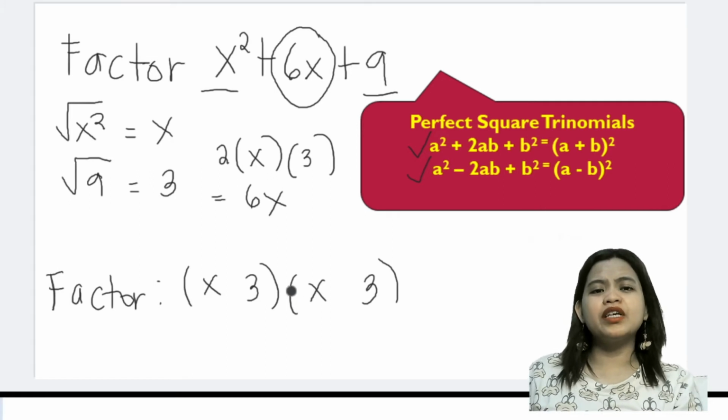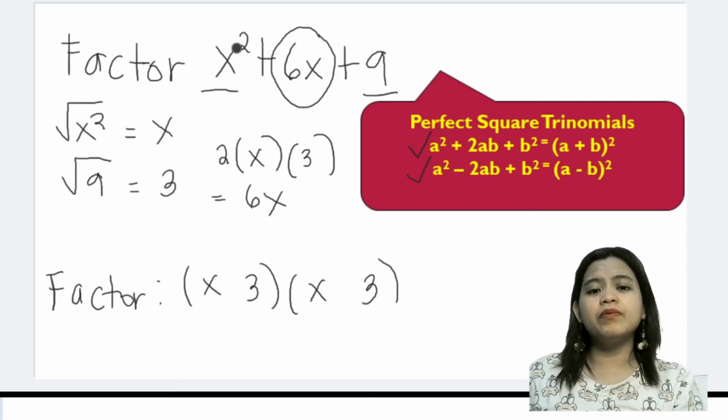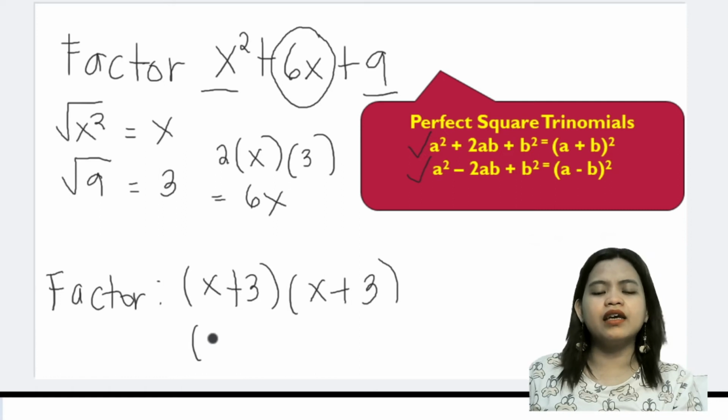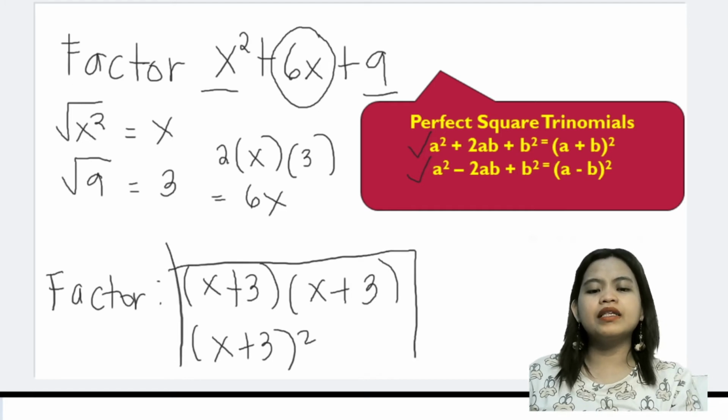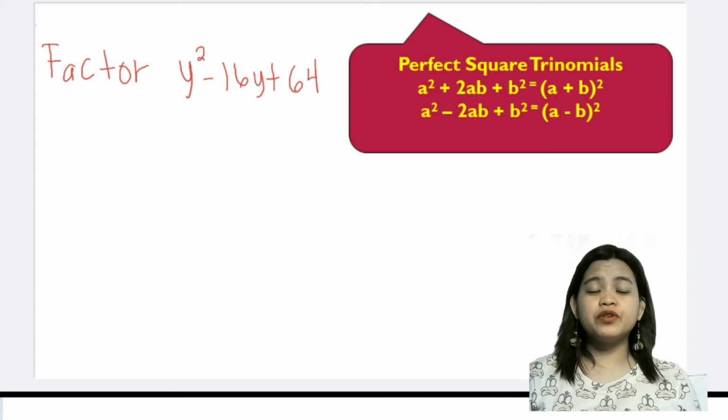Ma'am, what is the operation to be used? Our operation is based on the operation given in our middle term. Since our middle term is addition, so we are going to use addition. Or the other way of writing is quantity x plus 3 squared. So, our factor is quantity x plus 3 times quantity x plus 3 or quantity x plus 3 squared. Now, let's have another example.